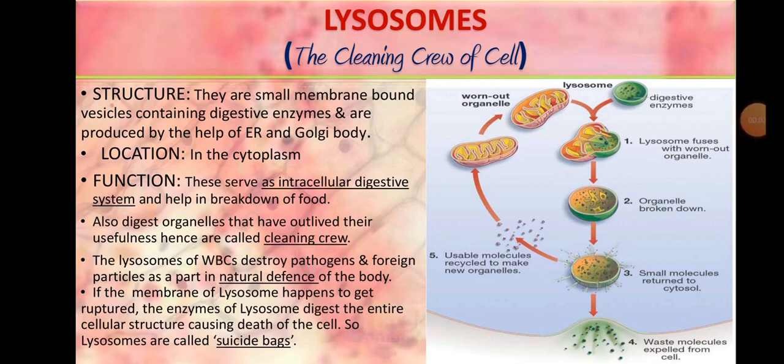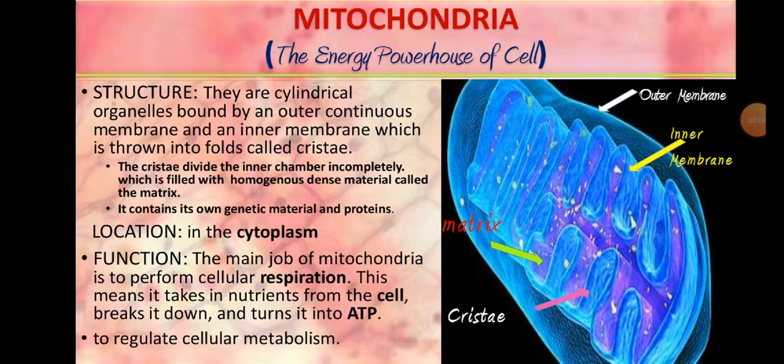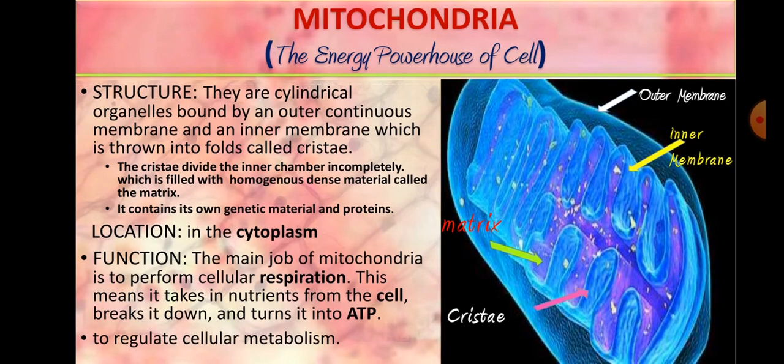So let's move on to the next organelle, which is the mitochondria, the energy powerhouse of the cell. Now, each house or each body needs a source of energy. For a cellular body or for a cell, it is the mitochondria. Let's study about it. Mitochondria are cylindrical organelles. These are bound by outer continuous membrane, as you can see in the picture. And outer membrane is continuous, it does not have any breaks, while the inner membrane is porous.